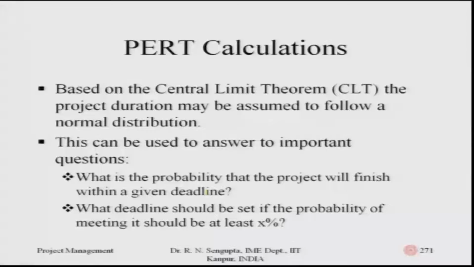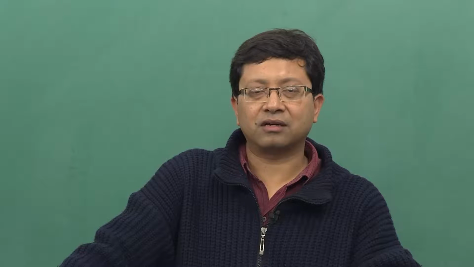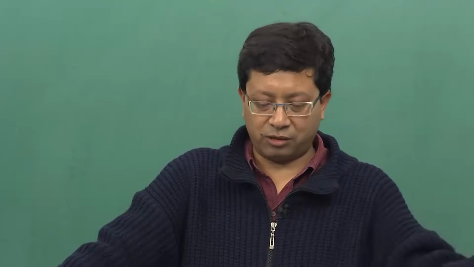Now, based on the central limit theorem, the project duration may be assumed to follow a normal distribution. You may be guessing that till now we have been considering the beta distribution, and now we are telling it is the normal distribution. What we are considering is that if we keep repeating the simulation, the distribution we will utilize to find the overall distribution of the time duration for any set of activities would be a normal distribution, using the central limit theorem. This is a very important concept in statistics.